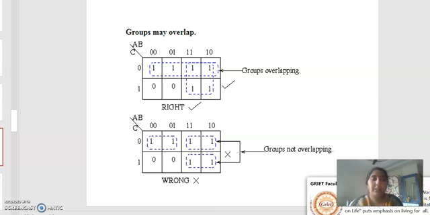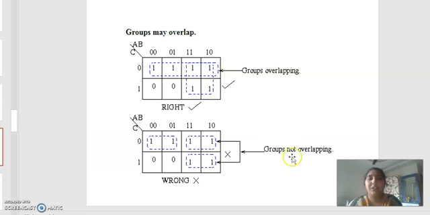And while grouping the groups, it may overlap. So here, if you observe the example, these ones and these ones, the group of 4 ones can be overlapped with this particular group of ones. So the groups overlapping can also be done while minimizing the Boolean functions. Groups not overlapping concept is wrong because here we can make these 4 ones as one group and these 4 ones as one.